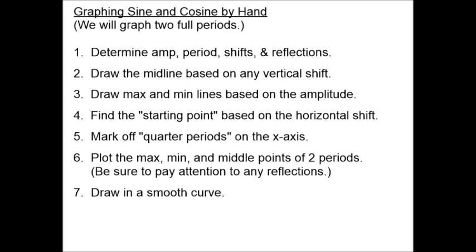Find a starting point, which is kind of vague right now, but hopefully makes sense as we do it, based on the horizontal shift. We're then going to mark off quarter periods on the x-axis, and again, hopefully that'll make more sense as we do it. Then we're going to plot max, min, and middle points of 2 periods, paying attention to reflections because that will throw you off if you don't. And then we're basically going to connect the dots by drawing a smooth curve. Again, that doesn't make a whole lot of sense now probably, but after we do a couple, hopefully it will. So here we go.